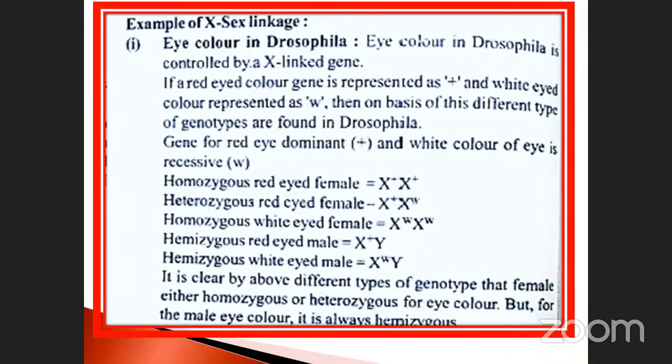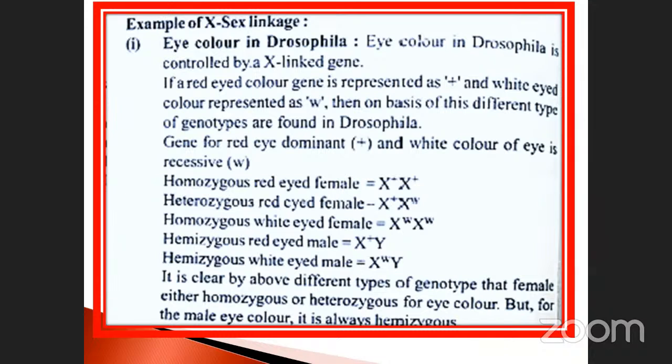Hemizygous red-eyed male is there. What is my male? Male is denoted as X and Y. Already we saw it, isn't it? The Y is a linked gene present here. So X is positive, so red color is there, and Y is not yet denoted. So XY is a male, but it has a positive character. Red color eye is there. So hemizygous red-eyed male.